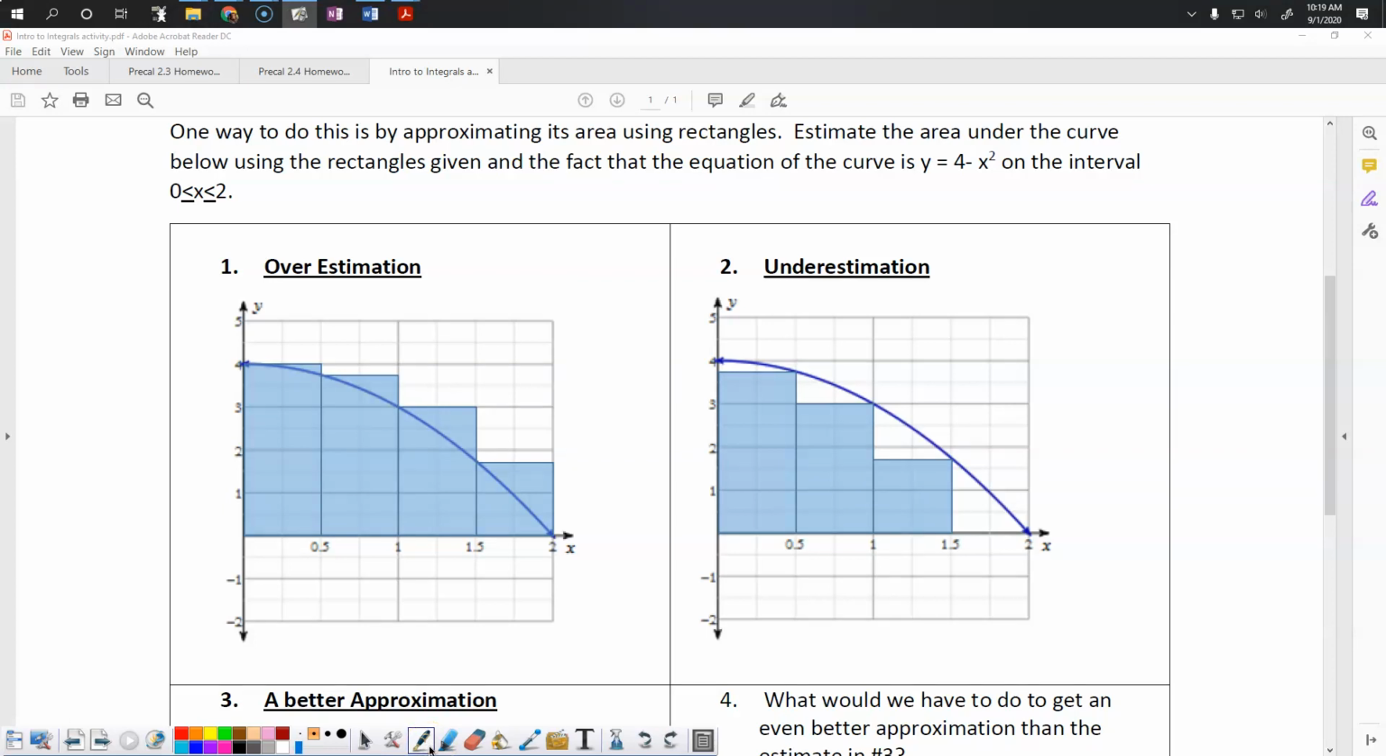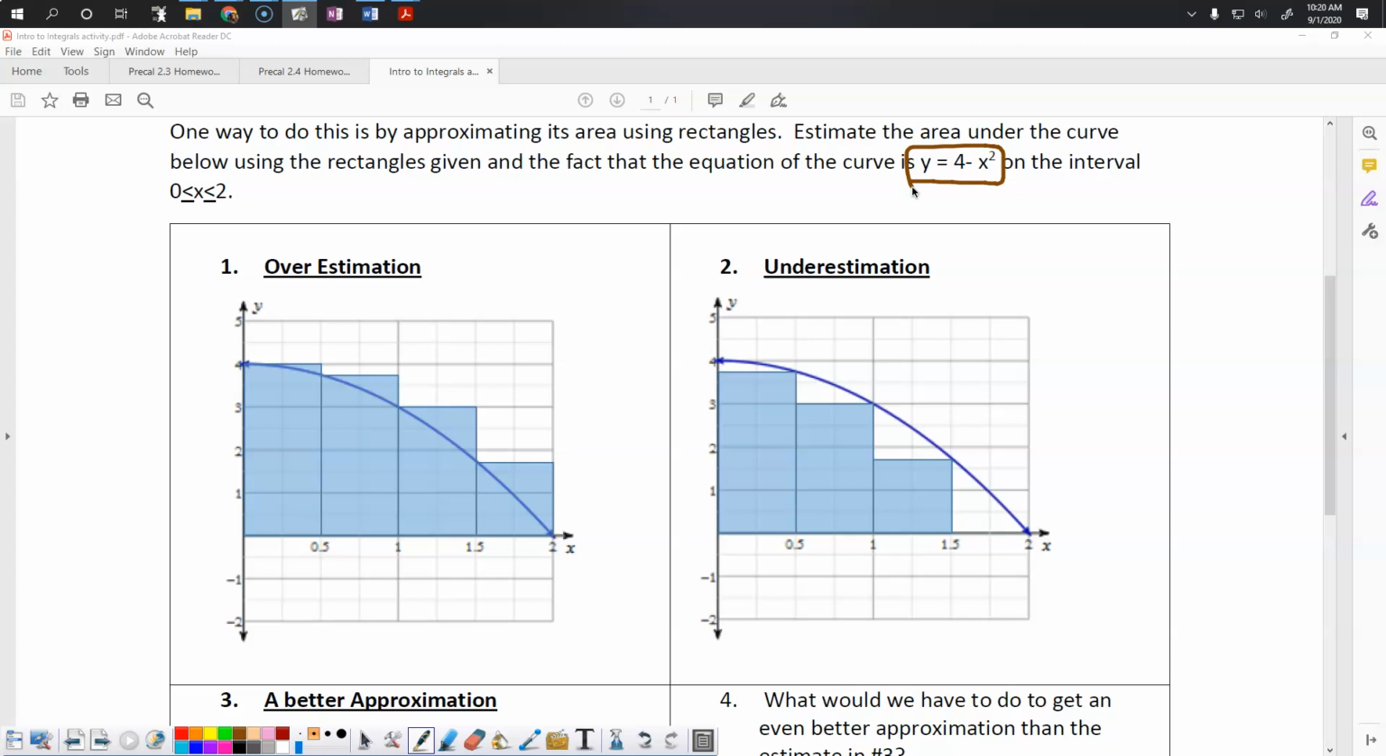So estimate the area under the curve below using the rectangles given, and the fact that the equation of the curve is this. Okay, so why do you need to know the equation? Well, you'll see as we go.